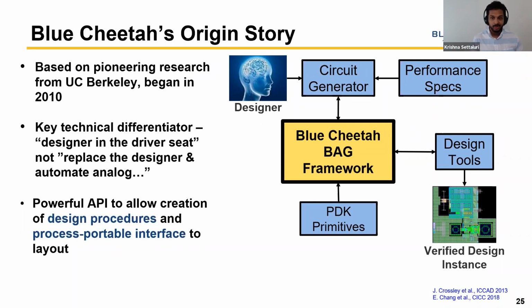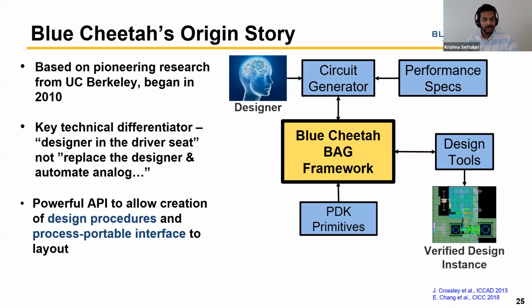Now, the API itself within the BAG framework is low level, right? So it enables designers to create design procedures. And as I said, it enables rapid configurability and process portability as well to develop layouts at push button speed.